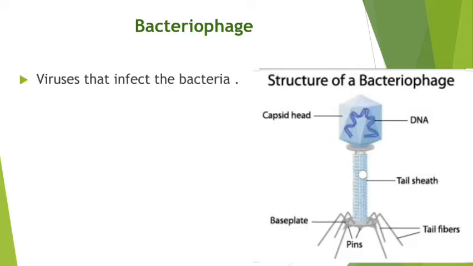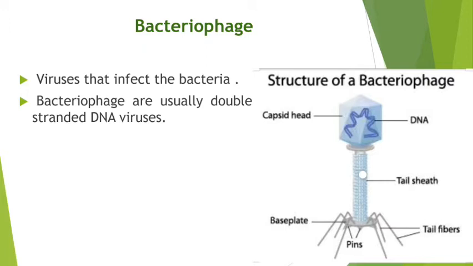So my dear student, viruses that infect bacteria are known as bacteriophage. So bacteriophage is a type of virus that infects bacteria. This bacteriophage causes infection in bacteria, because of which their name is bacteriophage. Then bacteriophages are usually double-stranded DNA viruses. So bacteriophage consists of DNA, and the DNA is double-stranded. In the figure you can see here the double-stranded DNA, it is labeled.